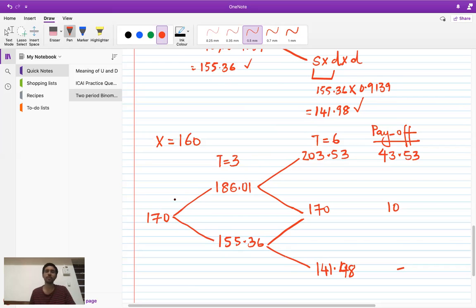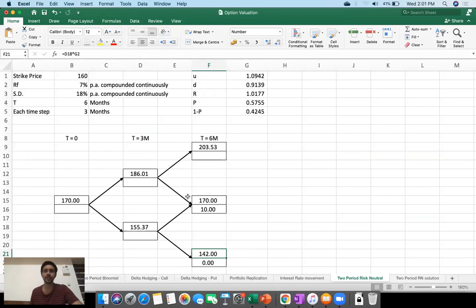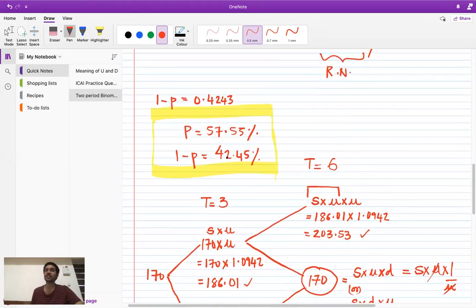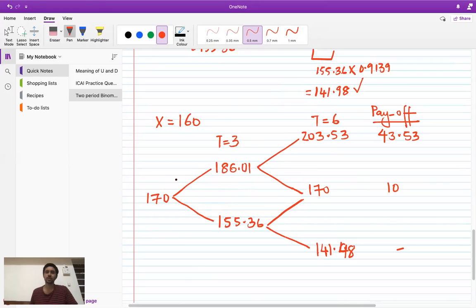We found out that the probability of each up move is equal to 57.55 percent. Remember that 57.55 percent is the probability of all the up moves. There are three up moves if you see. One is this, the second is this. So the probability of this up move is also 57.55 percent. The probability of 155 going up to 170 is also 57.55 percent. That P over there denotes the risk neutral probability for all the up moves in the whole binomial tree.